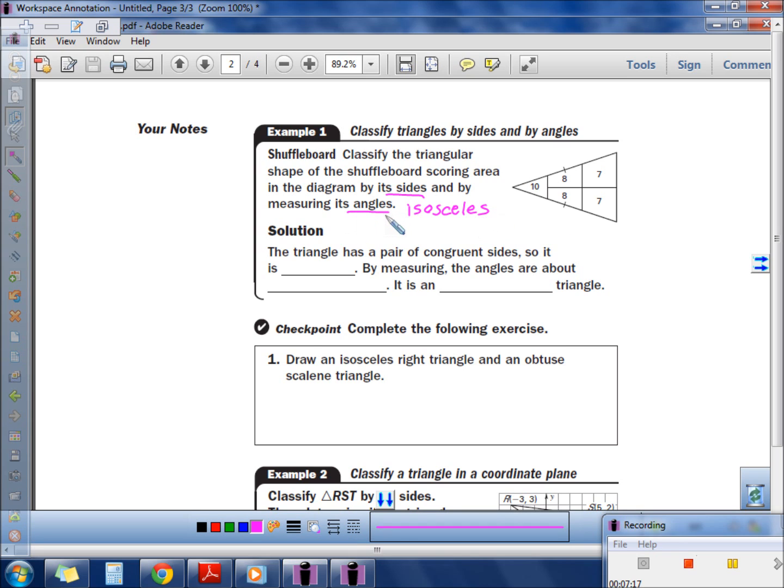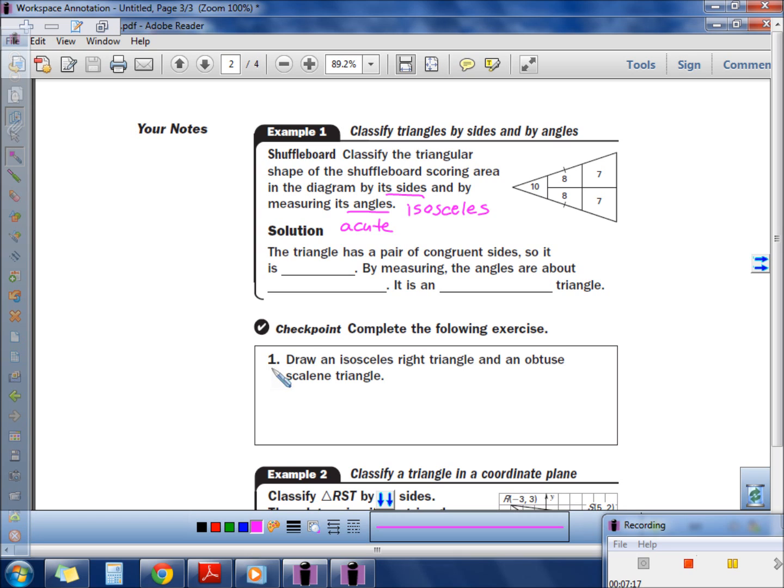And by its angles. So look at those angles. Is it a right triangle? No right angles. Does it have any obtuse? Are they all equal? Are they all acute? They're all acute. So it's an isosceles acute triangle.